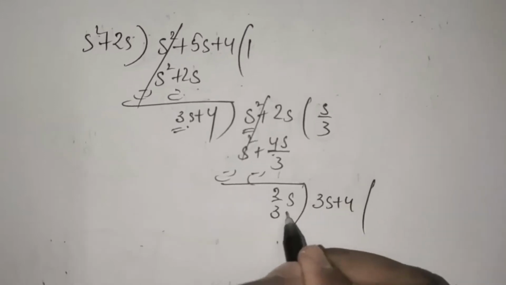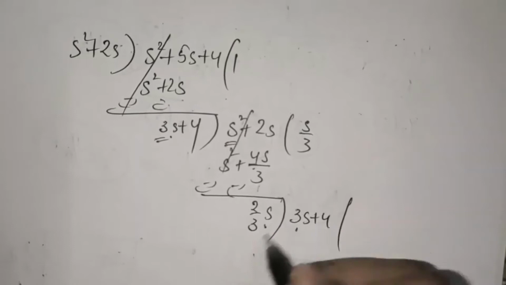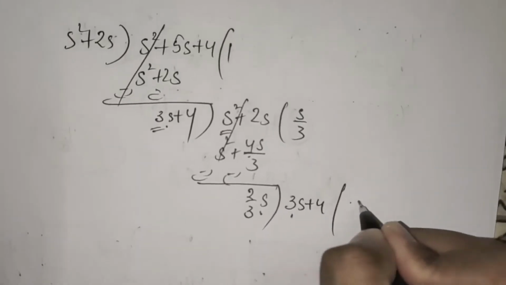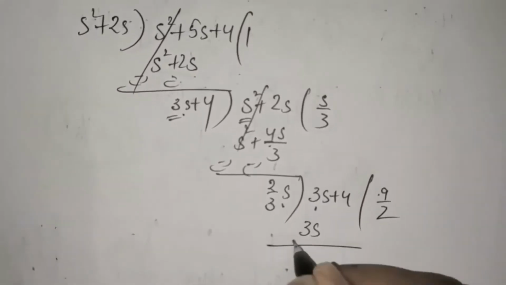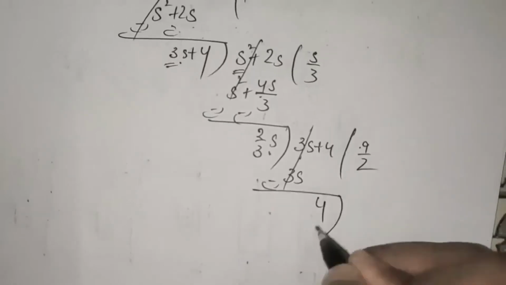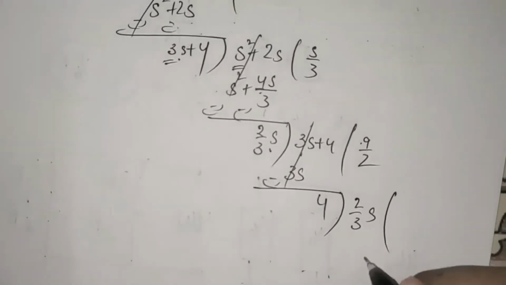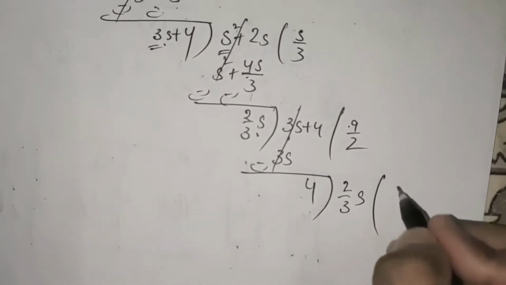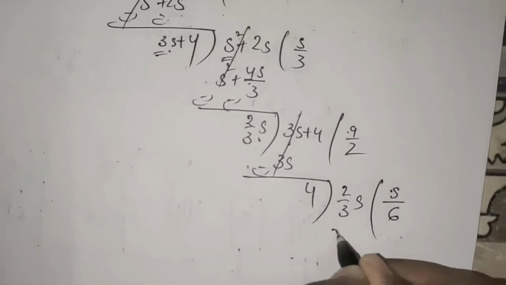Here I have 2 by 3s, but here I want 3s. So I have to multiply by 9 by 2. So this will give you 3s, and I will be left with 4. So again 2 by 3s. So in order to get 2 by 3s, I have to multiply here by s by 6, which will give me 3.